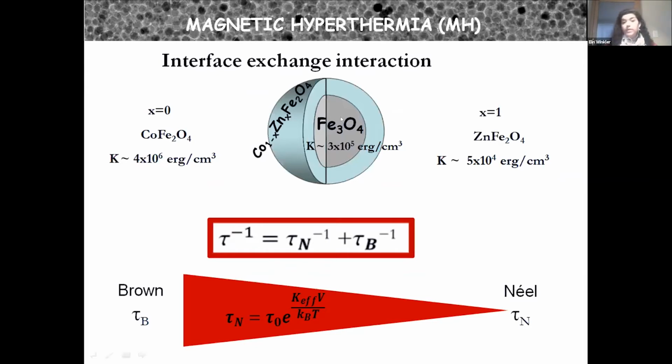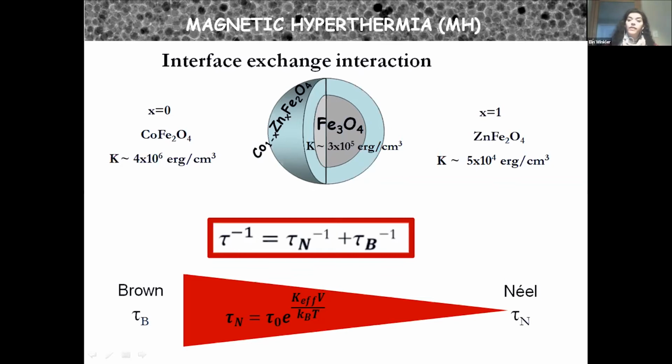Well, we selected magnetite to fabricate the core, and we encapsulated that with cobalt zinc ferrite. And we changed systematically the stoichiometry. Why did we do that? Because cobalt ferrite is a hard magnetic material, with an anisotropy of 10^6 erg per cubic centimeter. Instead, at the other extreme, the zinc ferrite, the anisotropy is two orders of magnitude smaller.